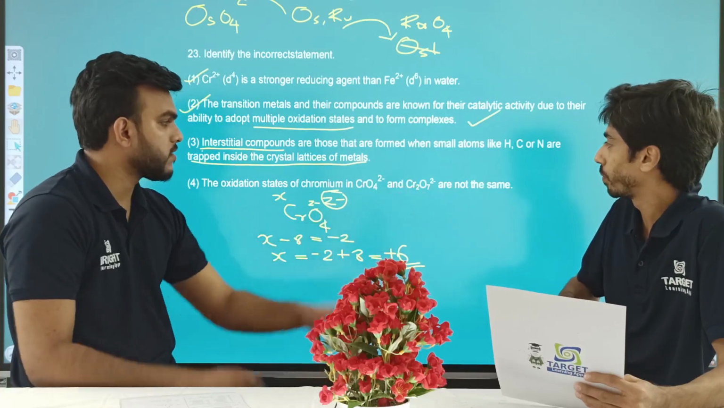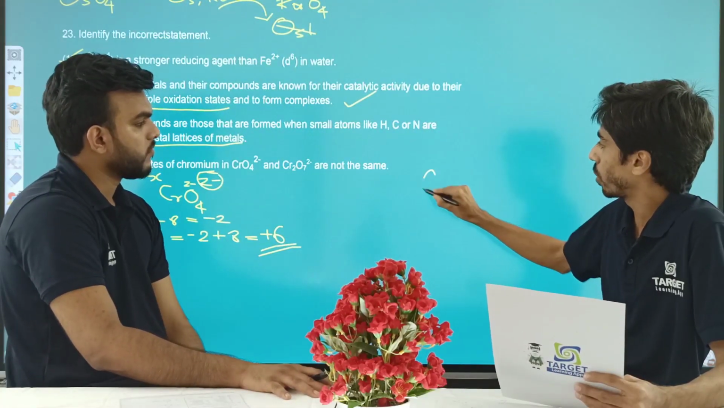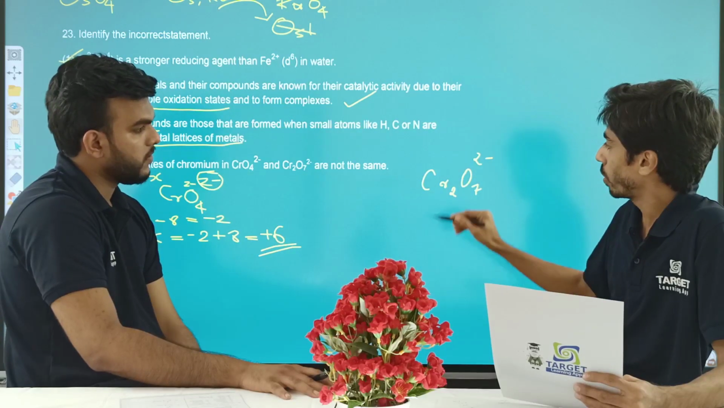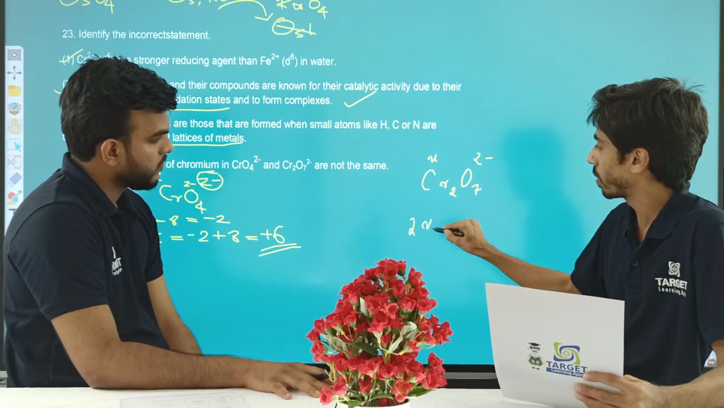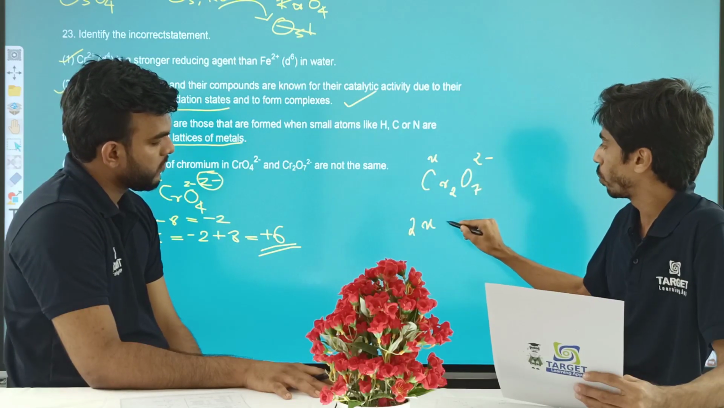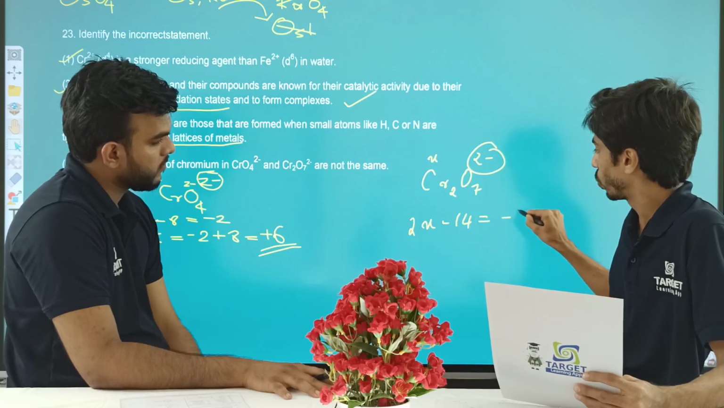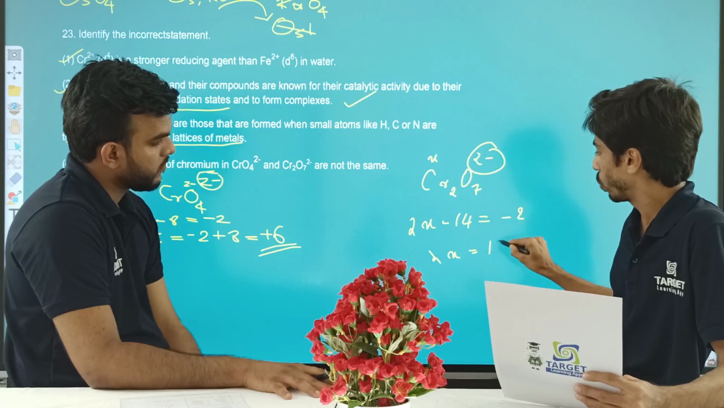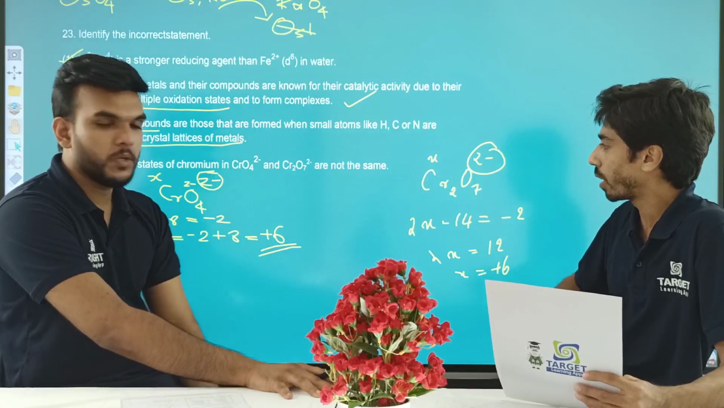Now Cr2O7 2-, the dichromate ion. We'll take x for chromium. There are 2 chromium atoms, so we give 2x. Now O7: 7 into -2 is -14. That is equal to the net charge, -2. So 2x is equal to -2 plus 14, which is 12. So x is equal to 12 by 2, which will be +6.